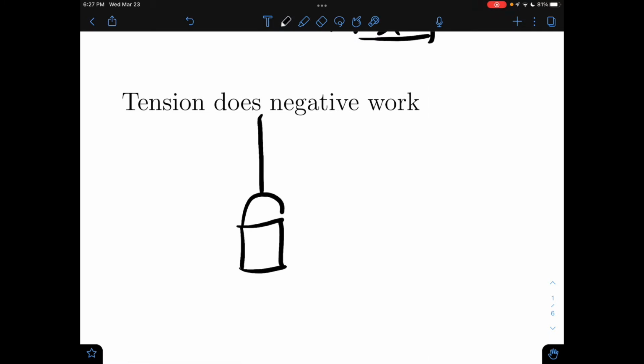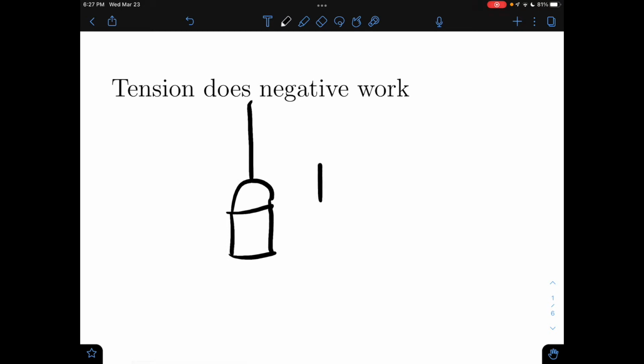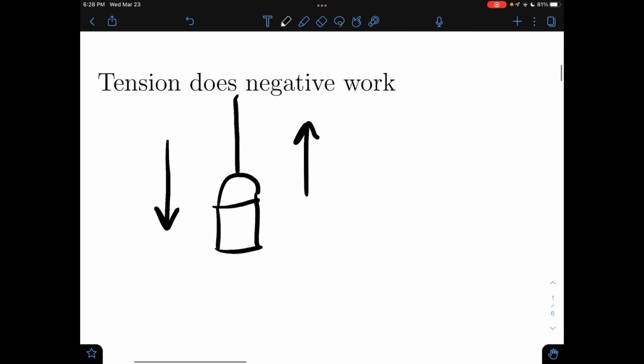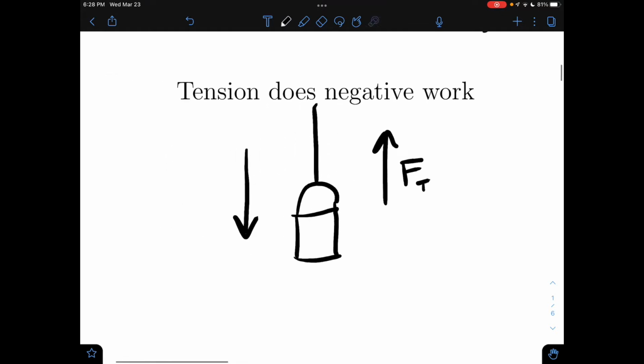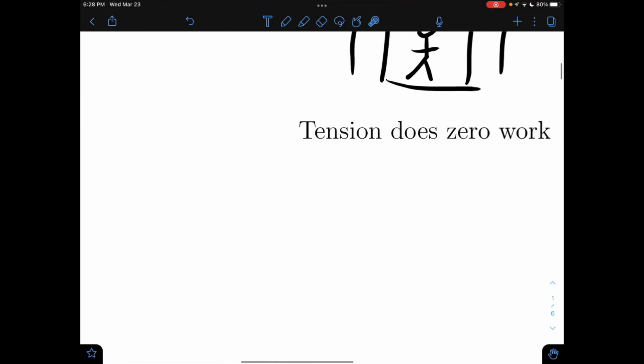Right, we have our bucket on a rope. Our tension is still pulling the bucket up, but if we're lowering it down, say from a treehouse or something, here's our force from tension, and here's our displacement over here. Right? Force is going one direction, displacement's going the other, opposite directions, gives us a negative work.